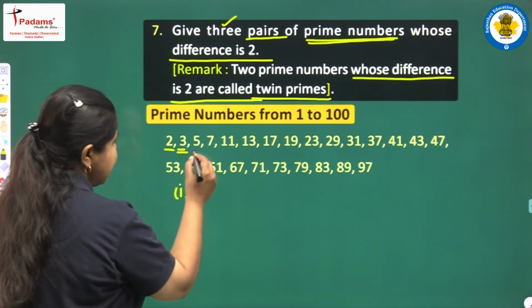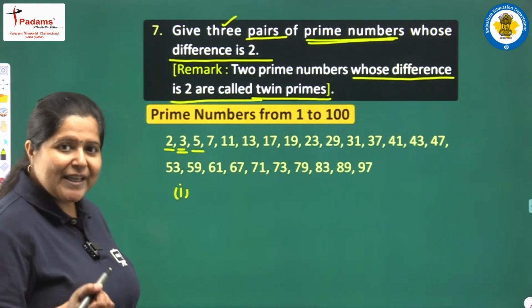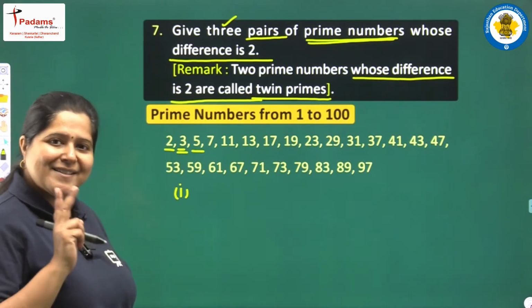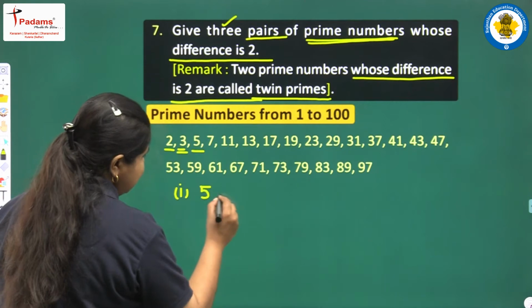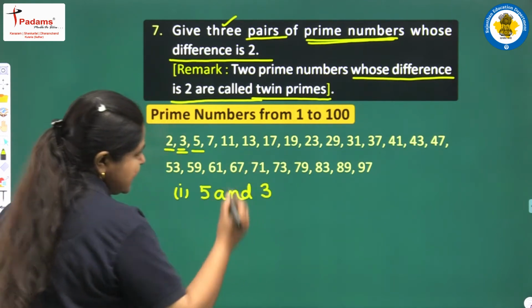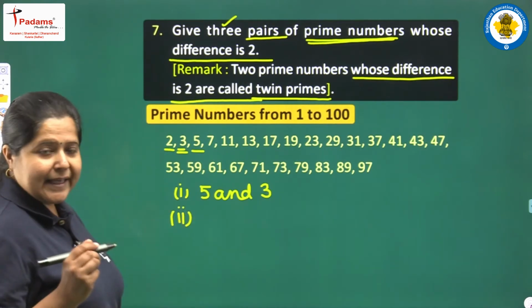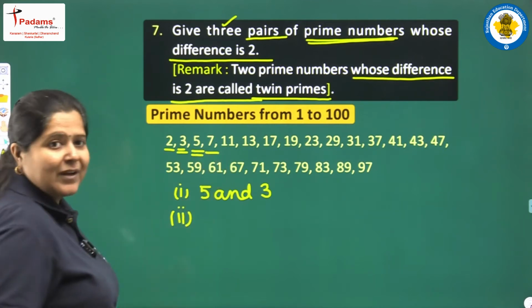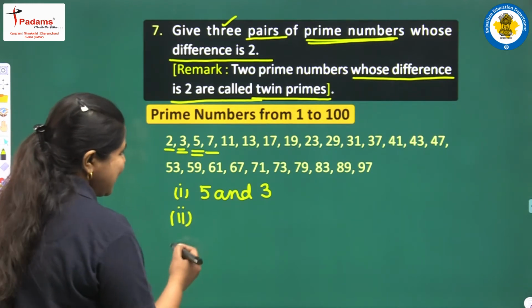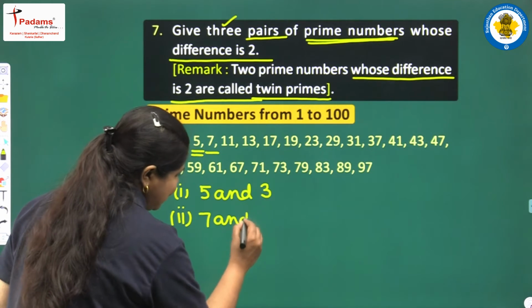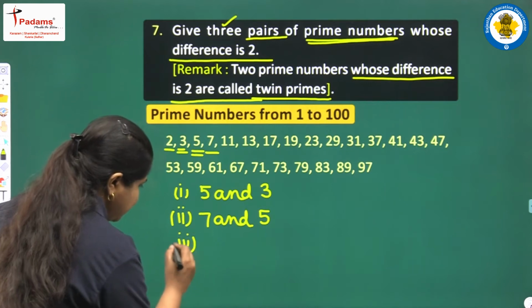Then we look out for 3 and 5. What is their difference? Clearly 5 minus 3 is 2. So these are the 2 prime numbers whose difference is 2 and this is one such pair we are looking for. So we can write 5 and 3 is the first pair whose difference is 2. Then we look out for the second pair. Again you can see 5 and 7. What is their difference? 7 minus 5 is 2. So we got the second pair also, 7 and 5. It's very easy.